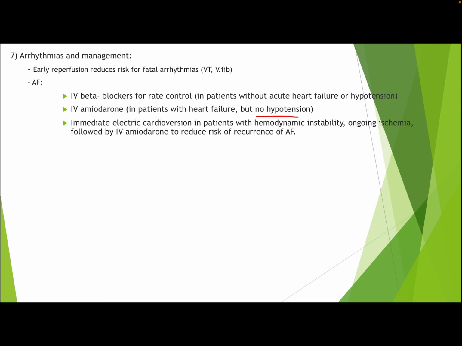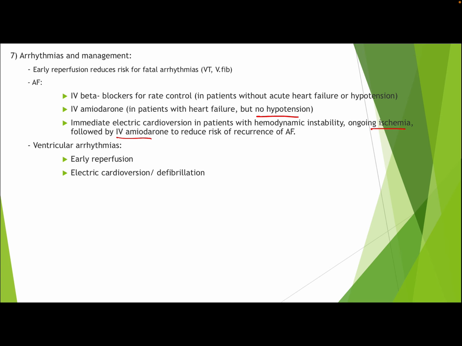Immediate electrocardioversion can be considered in patients with hemodynamic instability and ongoing ischemia, and this is followed by IV amiodarone to reduce the risk of a recurrence of the atrial fibrillation. For ventricular arrhythmias, very important, early reperfusion is important because ischemia is what is precipitating the tachycardia. So you really require early reperfusion.